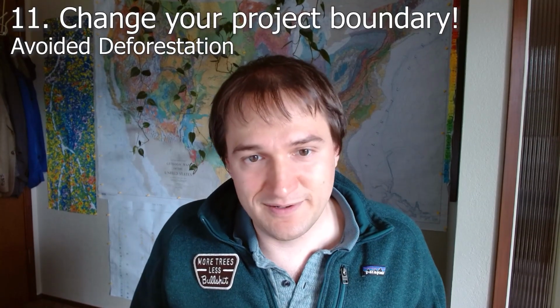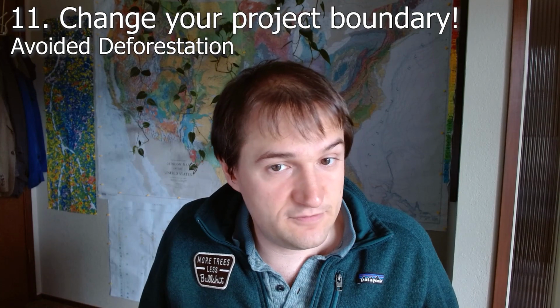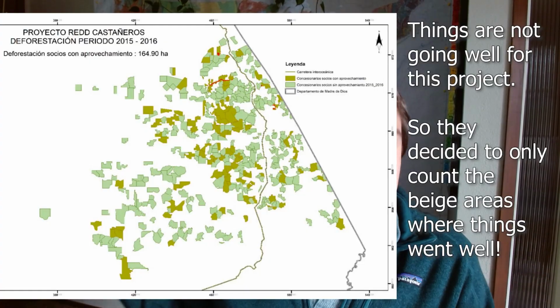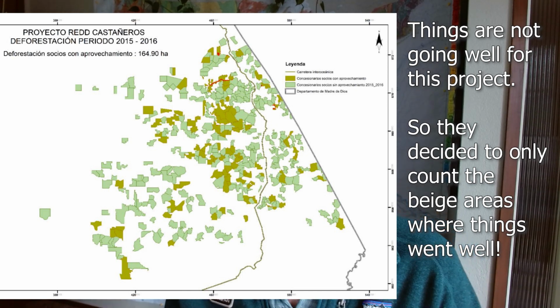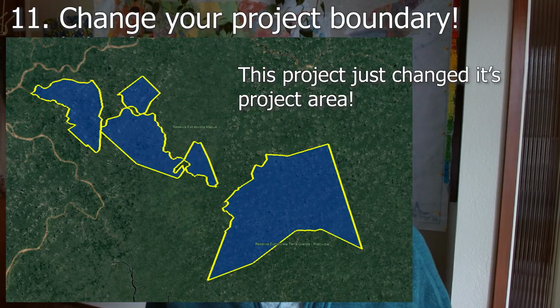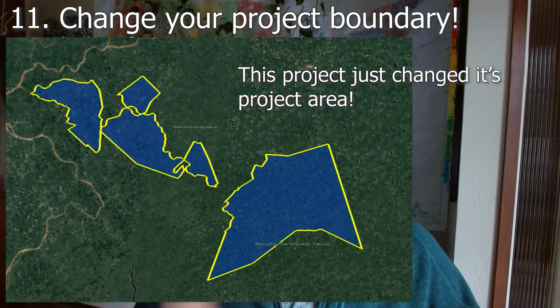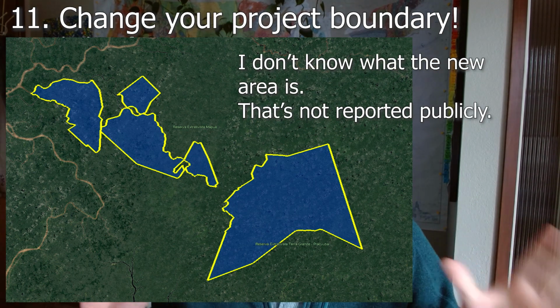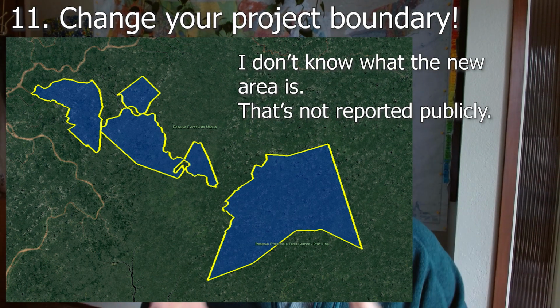Here's another Verra one. We've got another REDD+ avoided deforestation one. Things going bad inside your project? Lots of deforestation going on? Well, how about you just change your project area after the fact? Believe it or not, I've encountered avoided deforestation projects that either change their project area or only verify certain parts of their project. So they're literally only picking the areas that they were successful at conserving.